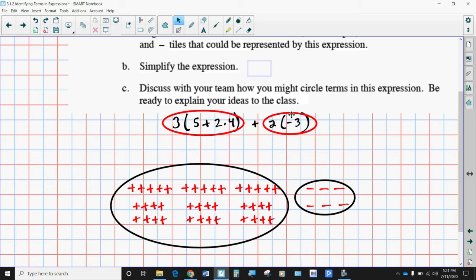In this term, you've got 2 times -3, so that's pretty straightforward. And now when you add them all together, what is 39 plus -6? That should give you an answer of 33. Okay?